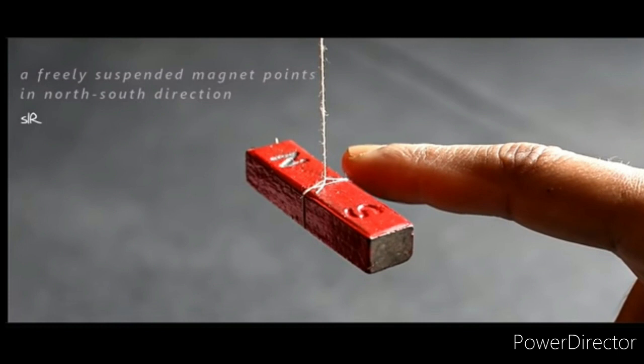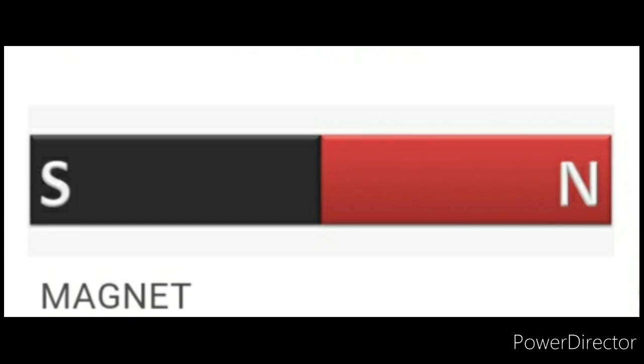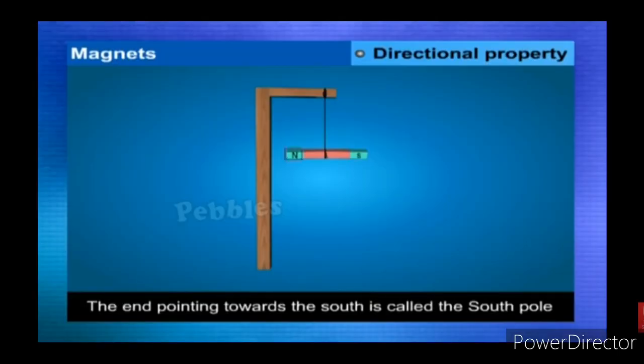The end of the magnet which points toward the north is called the north-seeking pole, and the end of the magnet which points toward the south is called the south-seeking pole, or simply the south pole of the magnet. The north and south poles of magnets are marked by the letters N and S respectively. This is the directive property of the magnet, which tells us about directions.